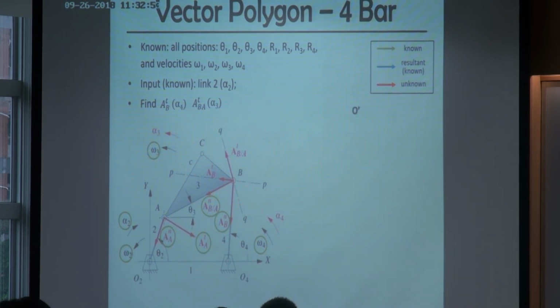So it's very similar to the velocity analysis. We just draw what we know first. So here, because alpha 2 is given, I can get this AA tangent. I can get a tangent component of this acceleration. So I'll just write on the board.